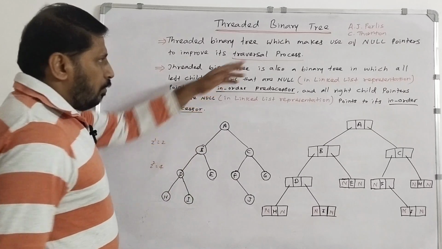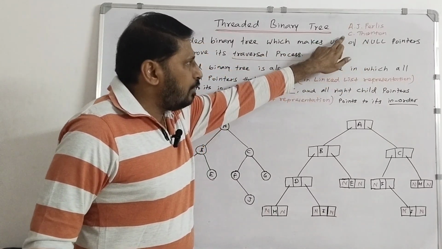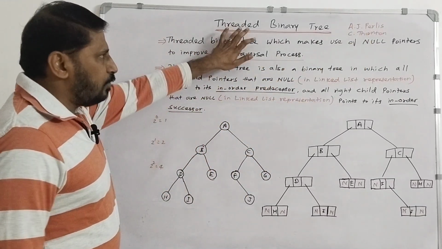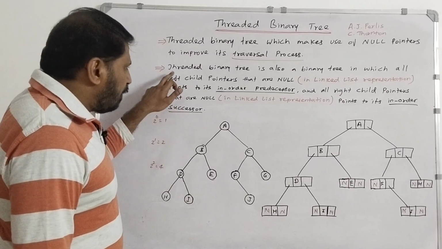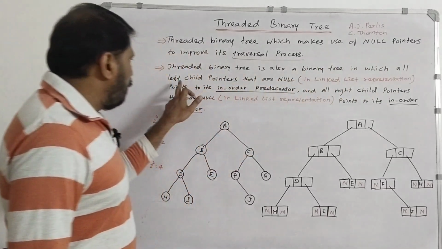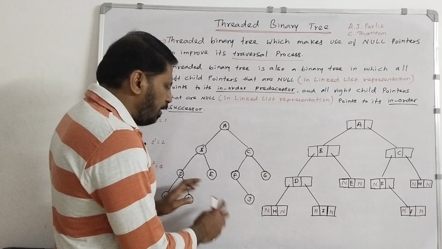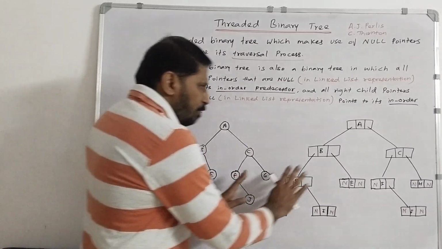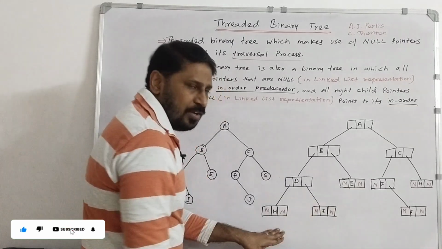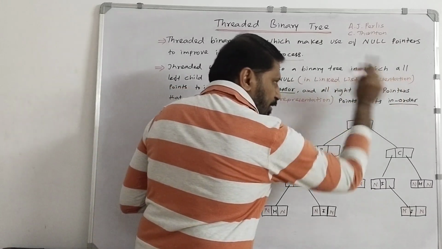So that's why two authors, A.J. Perlis and C. Thornton, made a new tree called the threaded binary tree. The threaded binary tree is also a binary tree in which all left child pointers that are null are handled specially. Whatever tree I am giving here, I am also giving the linked list representation of the same tree.